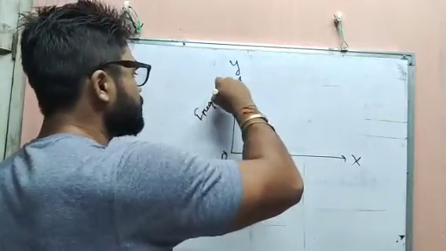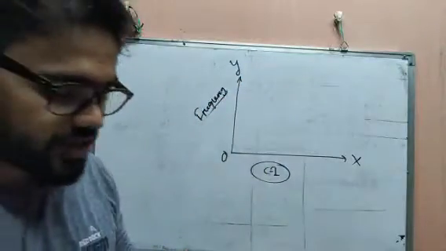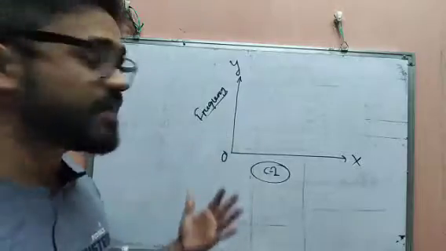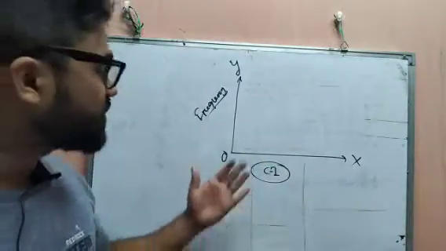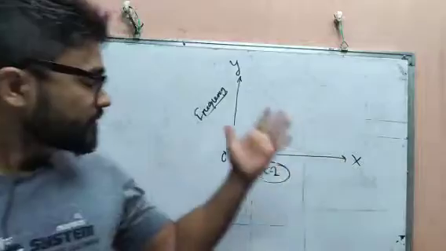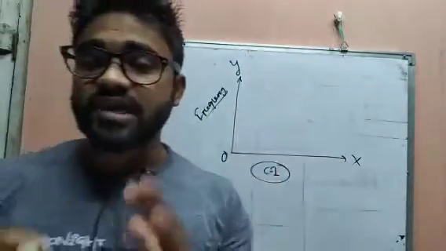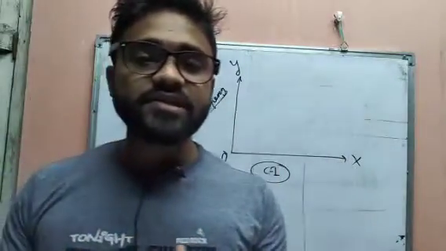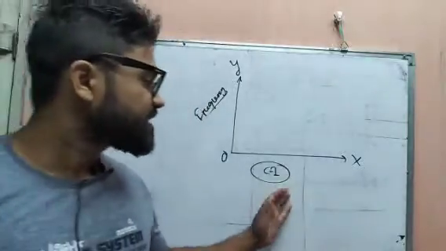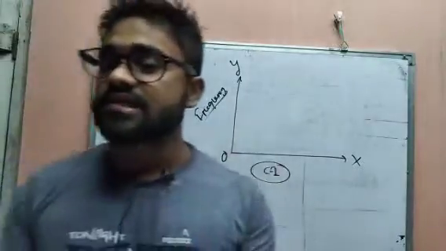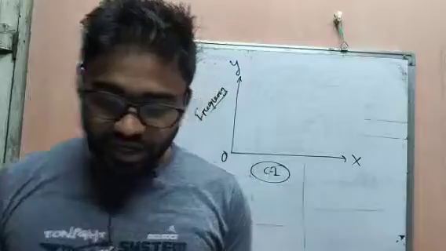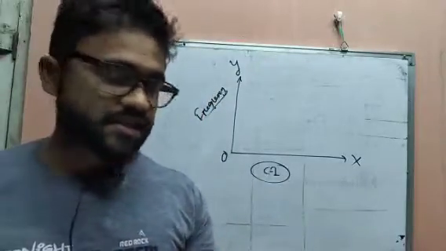Okay, so whatever frequency you get and whatever class interval you have been given in the maths, that frequency and class interval you have to put in this graph, and you have to draw some rectangles. These rectangles are drawn on the basis of their class interval and frequency. Okay, and this is known as what? Histogram.